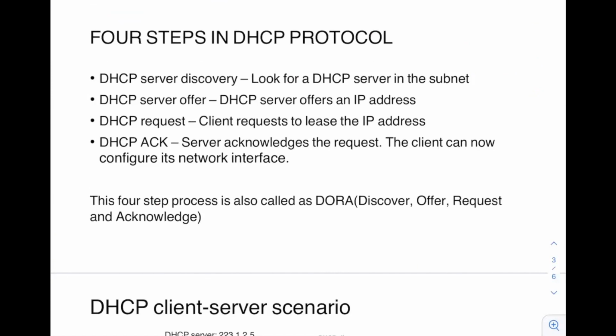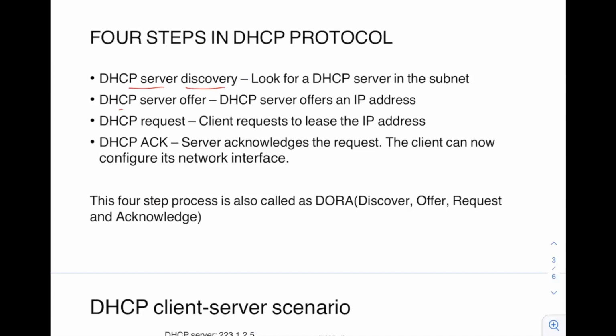Now there are 4 steps involved in the DHCP protocol, or in assigning the IP address to the client. The first is DHCP server discovery. In this, the client discovers the DHCP server. We know that there is a DHCP server in the network, but the client has to first discover it. So that's the first step.